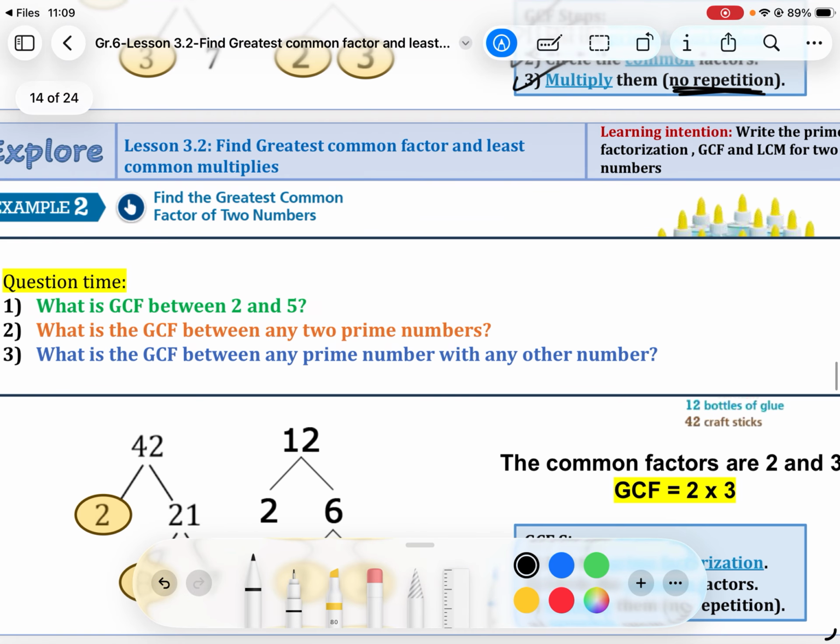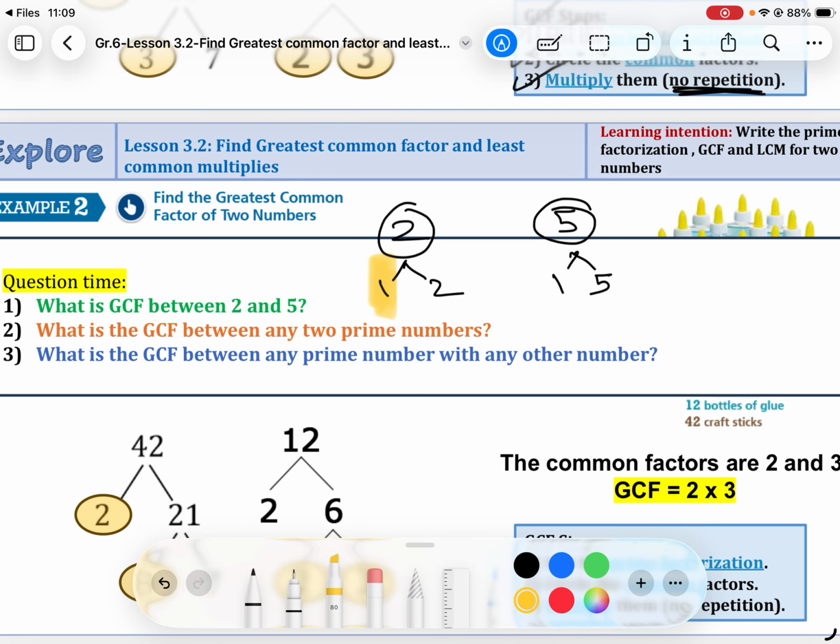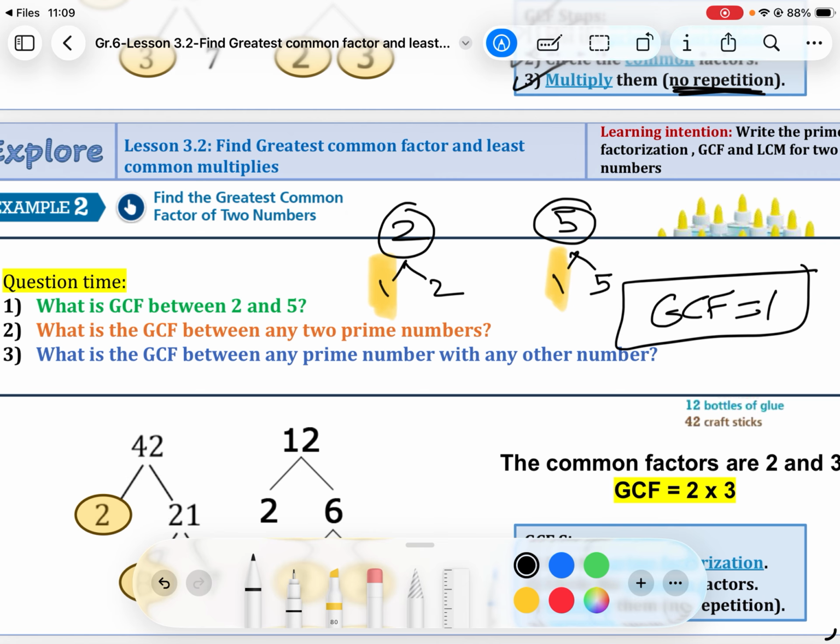Okay, what if we had 2 and 5? What's the GCF of 2 and 5? Let's factor them. 2, how can you factor it? I can't, it's a prime. 5, how can you factor it? It's also a prime. So this one is 1 times 2 and this one is 1 times 5. So the GCF, the only common number between any two prime numbers is 1. Okay? So keep that in your head. For any two prime numbers, the GCF, guys, is equal to 1.